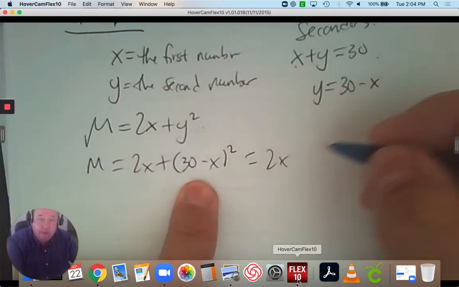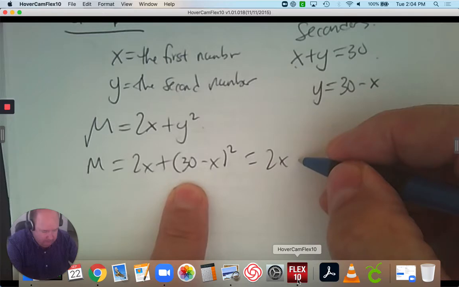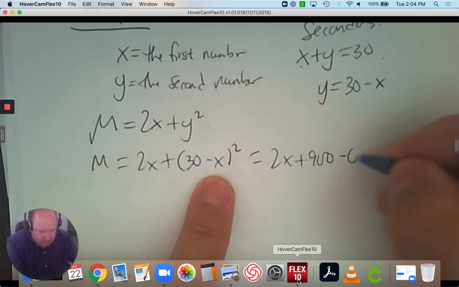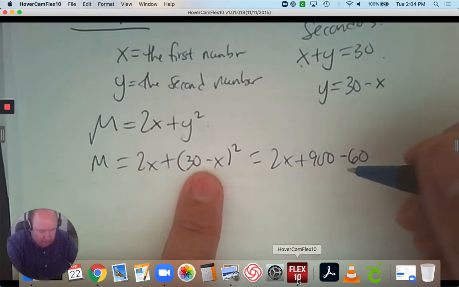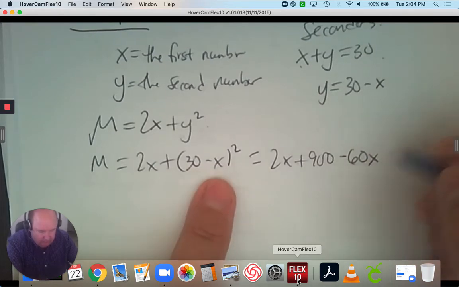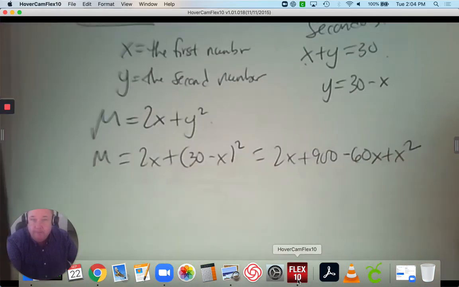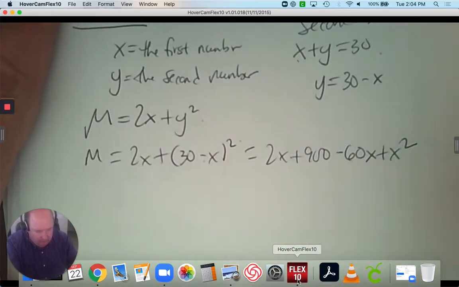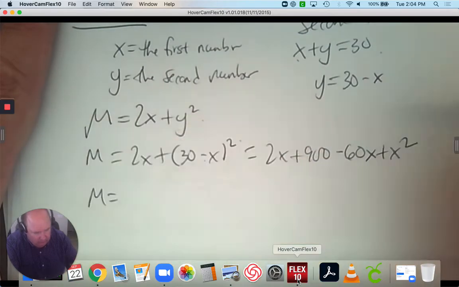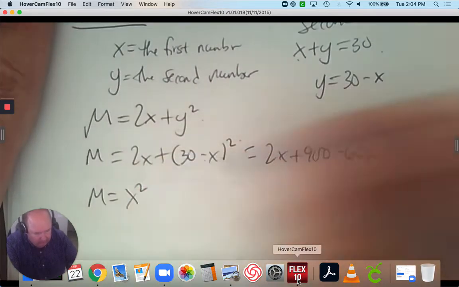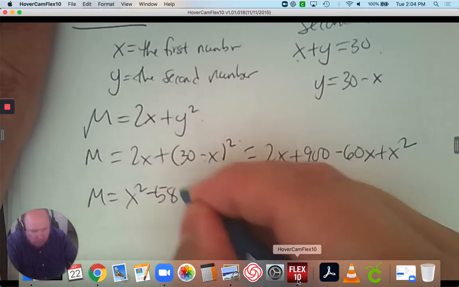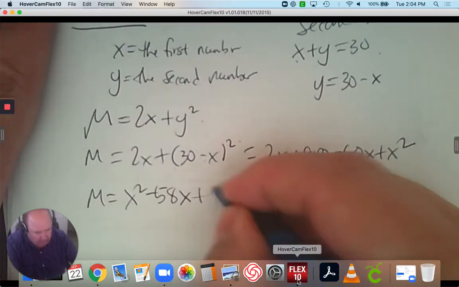So do you know how to expand this? 30 times 30 is 900. Multiply them together, and then double it. So together it's negative 30, double it, it's negative 60, and then x squared. And when you square a negative, it's going to be a positive. We're going to combine like terms so that we have x squared minus 58x plus 900.